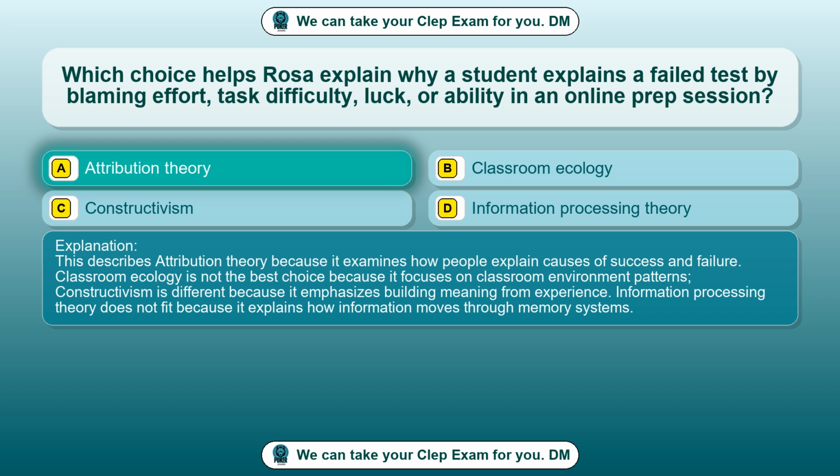This describes attribution theory because it examines how people explain causes of success and failure. Classroom ecology is not the best choice because it focuses on classroom environment patterns. Constructivism is different because it emphasizes building meaning from experience. Information processing theory does not fit because it explains how information moves through memory systems.